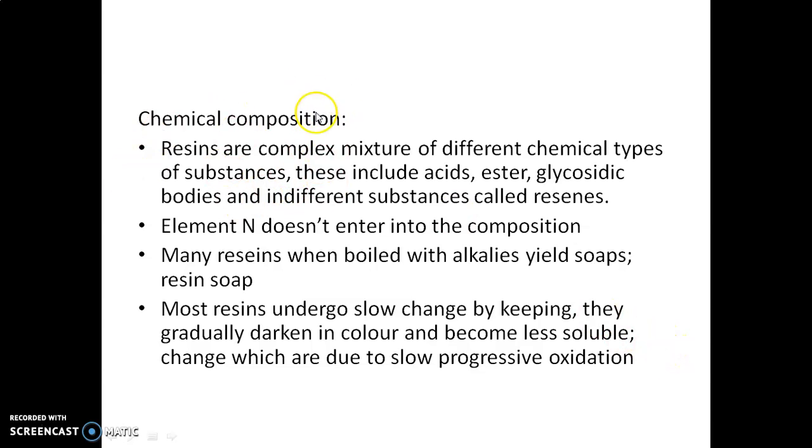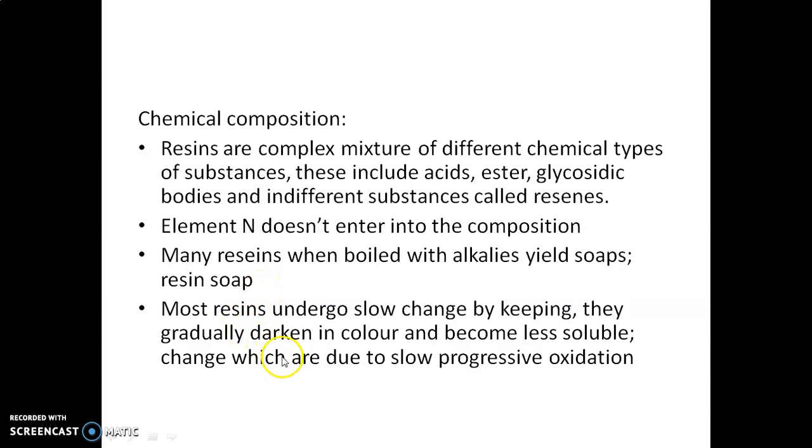Next, come to the chemical composition of resin. Resins are complex mixture of different chemical types of substances which includes acids, ester, glycosidic body, and some indifferent substances classed as resins. We will mention the definition of resin in latter part of this discussion. Element nitrogen doesn't enter into this composition. Many resins, when boiled with alkali, yield soaps, which are termed as resin soap.